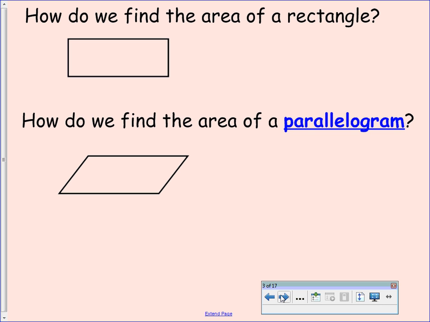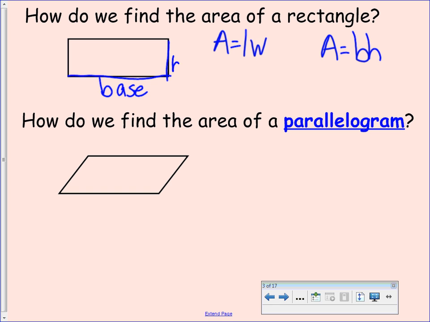Well, how do we find the area of a rectangle? This you know. I know you know this. How do we do it? Length times width. So here's your length. Here's your width. Does anybody know another name? Instead of saying length times width, what's another way they might say that? Base times height. So here's your base, and here's your height.